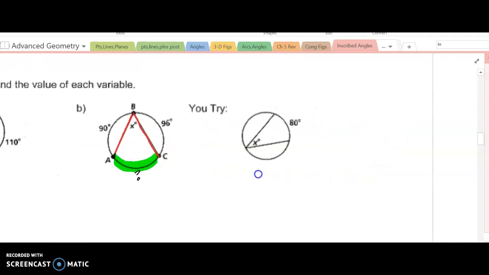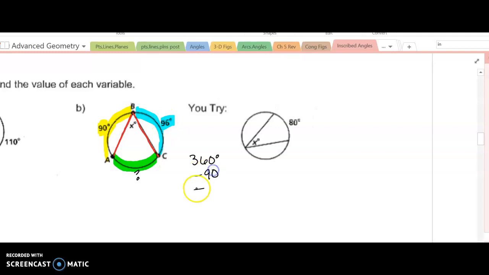So the key to this problem is that you have 360 degrees all the way around the circle. So if you take that 360 and you subtract off the 90 and you subtract off the 96, that's what leaves you with the green part of the circle. That leaves you with 174 degrees. And then from there you can take half to find X: 174 divided by 2 is 87 degrees. So a little bit trickier for that one.